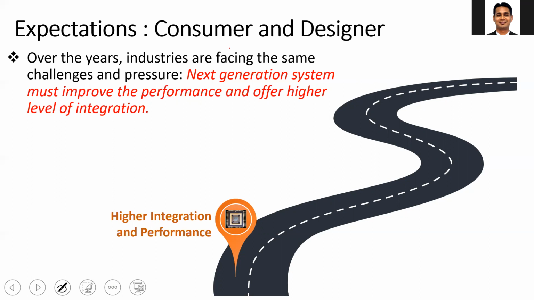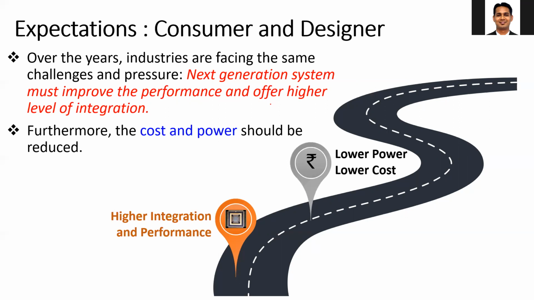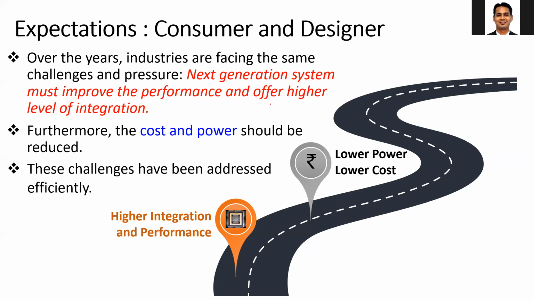For example, if you take the mobile phone, every year we want a mobile phone to be faster with a lot of additional features. But at the same time, we don't want to pay a significant cost, and the power consumption should be as low as possible. Fortunately, our VLSI or electronic industry is able to address these issues quite efficiently. We are getting good quality mobile phones and laptops with so many features over time.